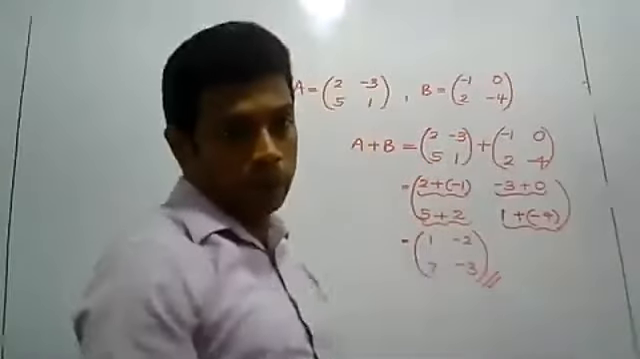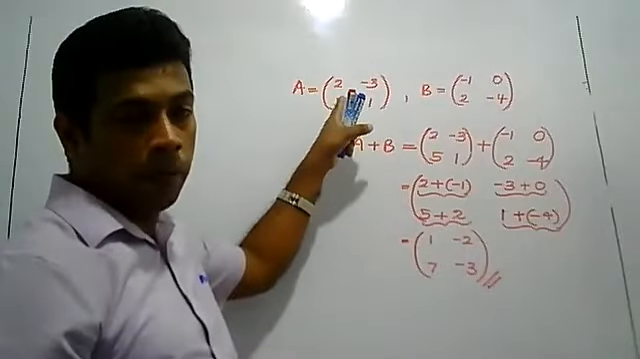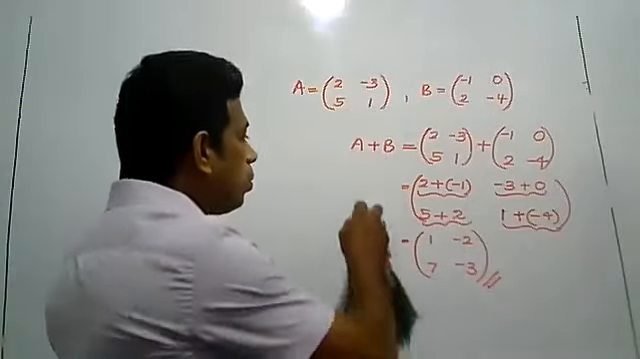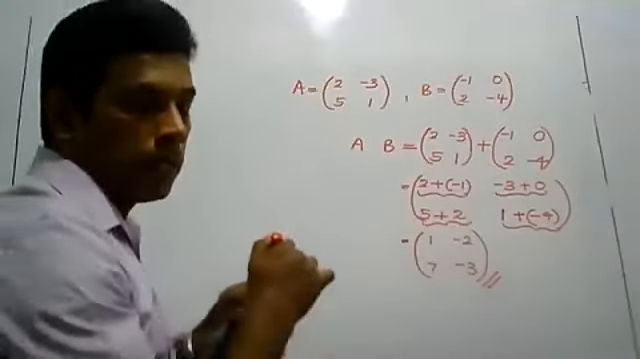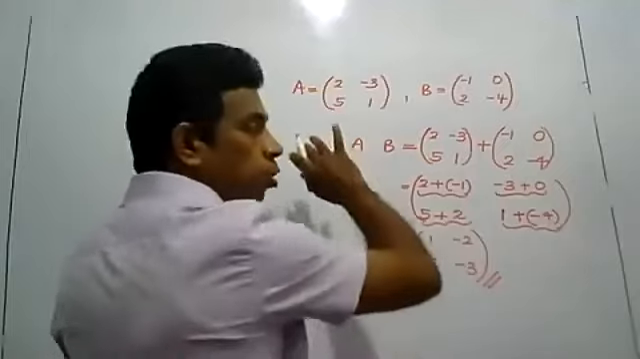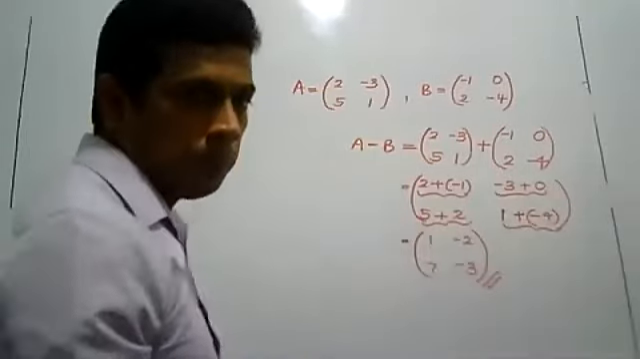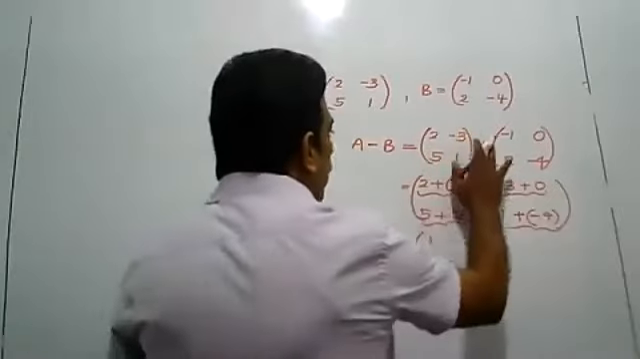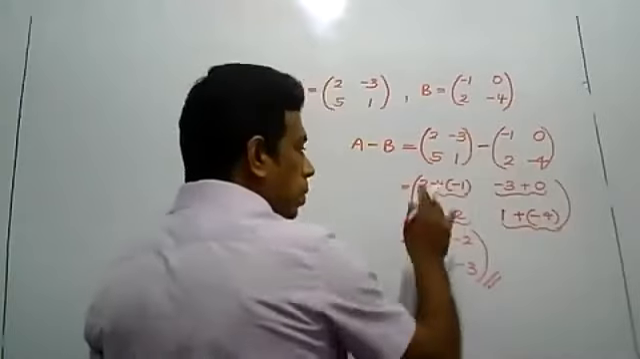We will do the same question. Now no need to write A and B again. You have been given A and B in the previous theory. Now we want to do A minus B. Write it separately as an example. A minus B means matrix A minus matrix B.